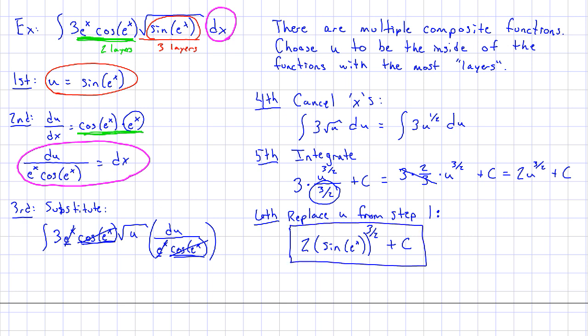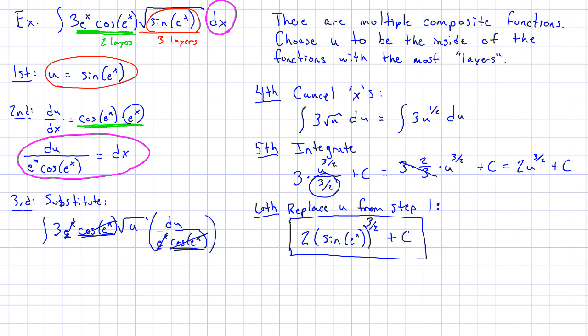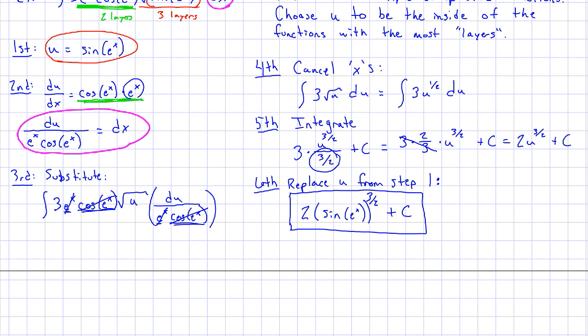So this is the second advanced type of problem. The first was we didn't have a composite function. The second was we have multiple composite functions, and we have to address how to pick our u. The third type of advanced problem is that we run into a problem in step 4, so let's go ahead and look at that.